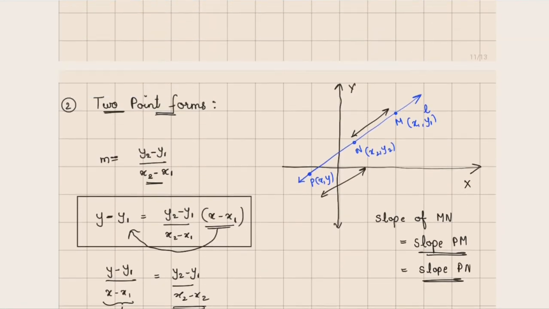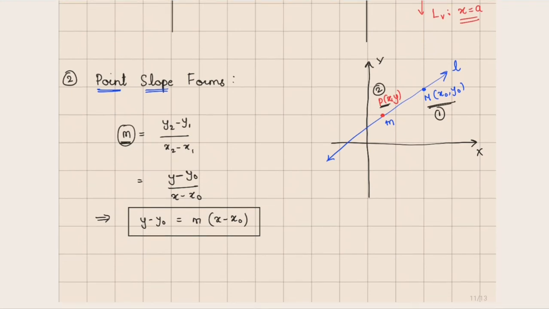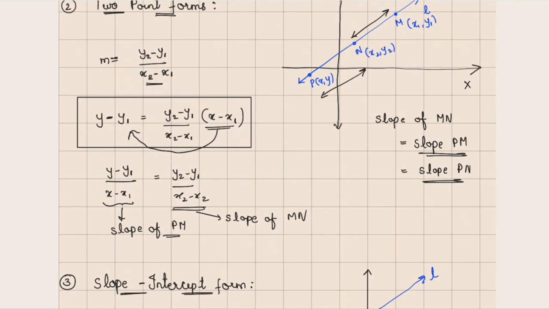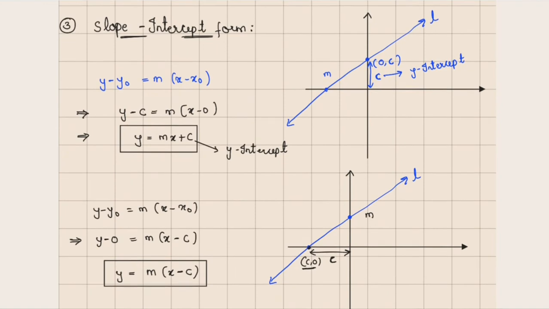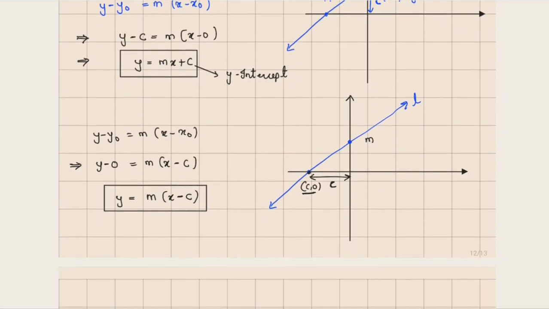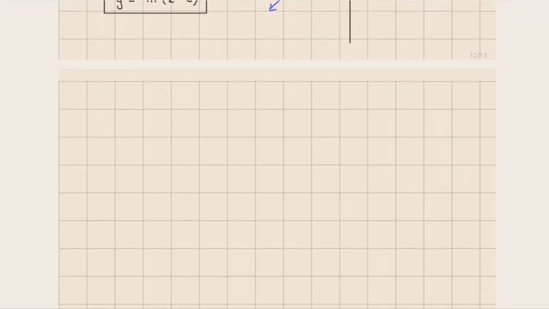Okay, we have seen three forms. First is point slope form, where a point and the slope are given. Second is 2-point form, where 2 points are given so that we can find the slope from the 2 points and use the point slope form. The third is slope intercept form, where a slope and an intercept of the line, either x intercept or y intercept, is given, and we can find the equation of the line, and we have seen how it looks. The fourth thing is intercept form.